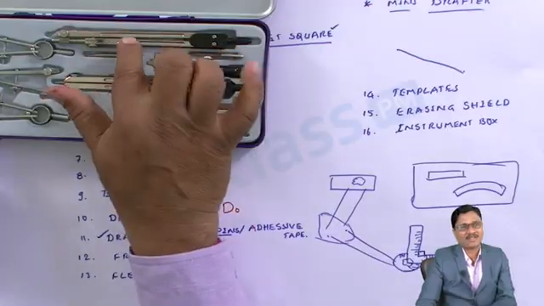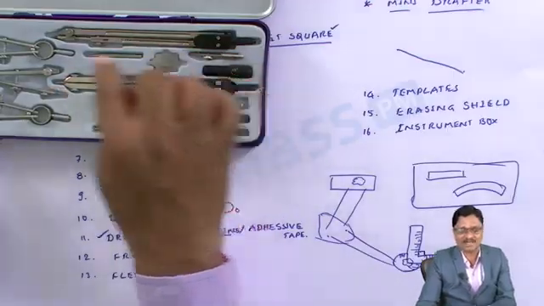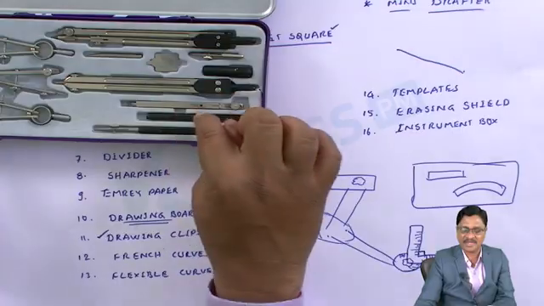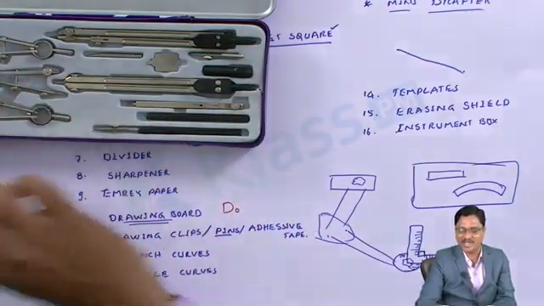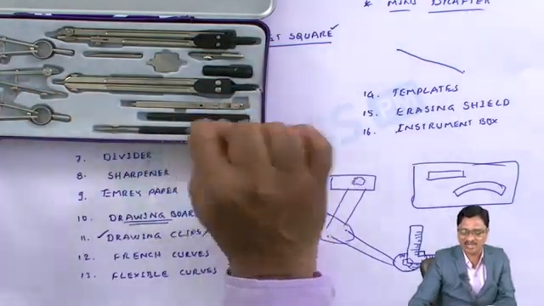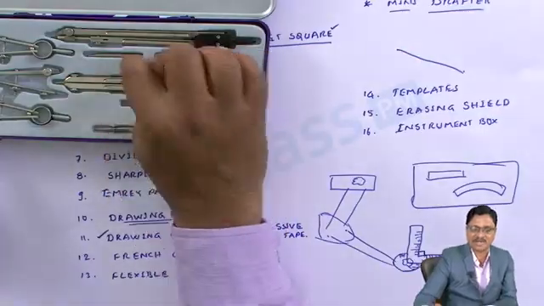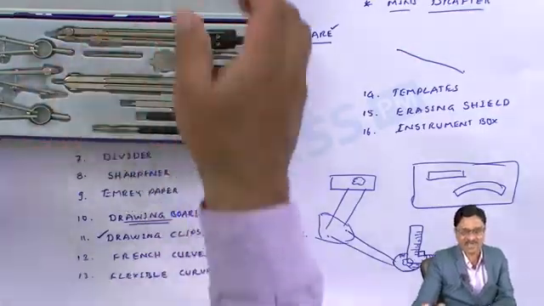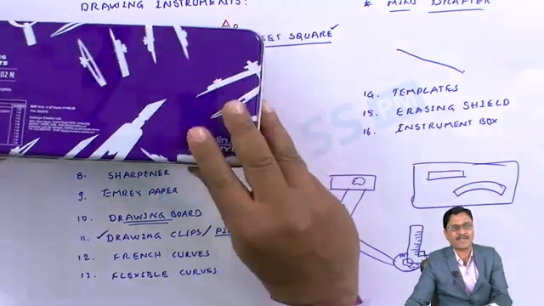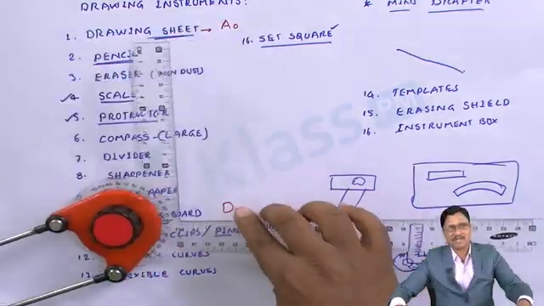All the instruments, the large compass, the large divider, bow compass, bow divider, inking pen, bow inking pen, and lengthening bar, and this small screwdriver, we can use together as a box, which is known as the instrument box. Are you able to view?